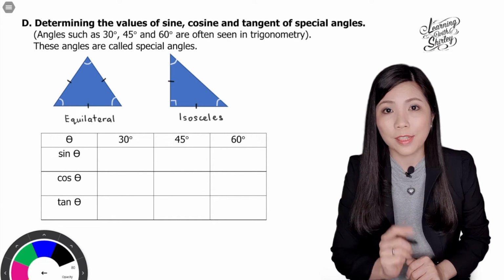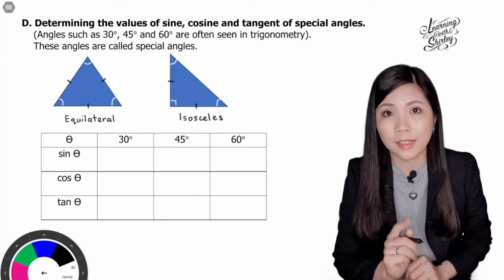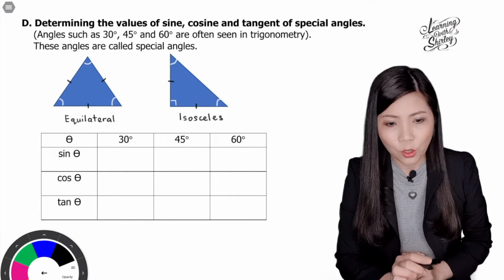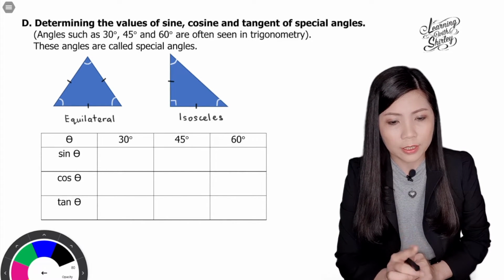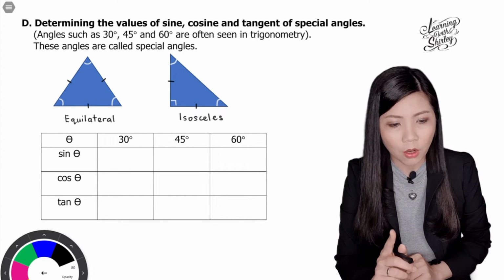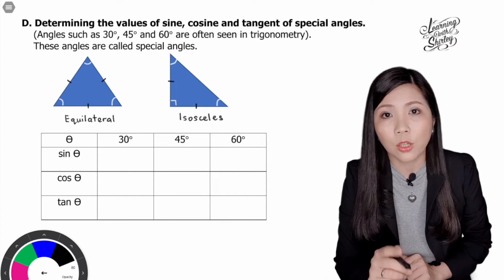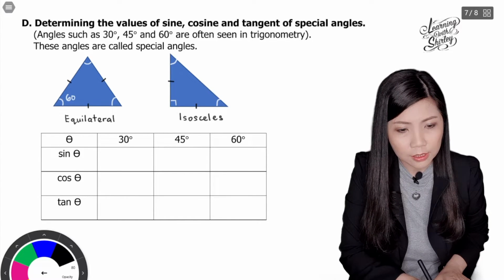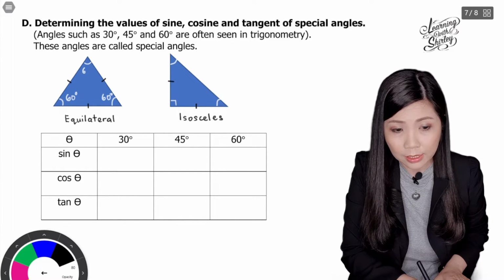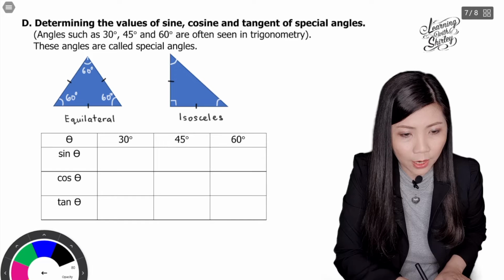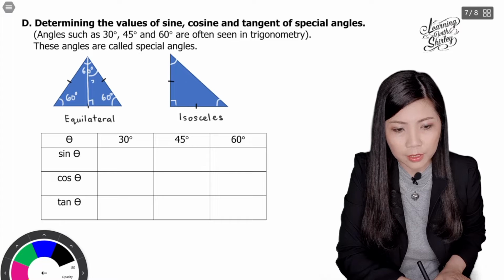Next is to determine the values of sine, cos and tangent of the special angles 30, 45 and 60. To find the values of sine, cos and tangent of 30 and 60, we use the equilateral triangle. And to find the values of sine, cos and tangent of 45, we use the isosceles triangle. For an equilateral triangle, the interior angles are 60, 60 and 60 degrees, since 180 divided by 3 is 60. Next, I'm going to divide this into 2 parts to form a right angle triangle, so this will be 30 degrees.